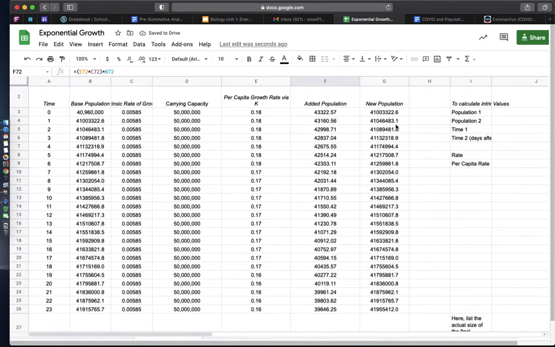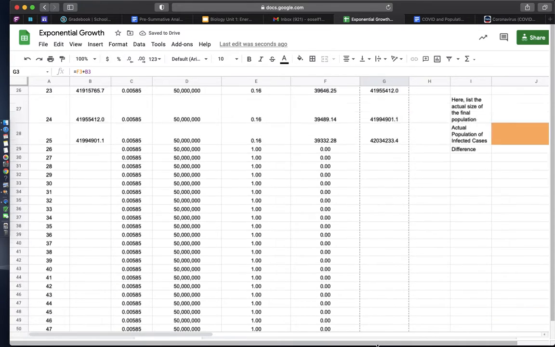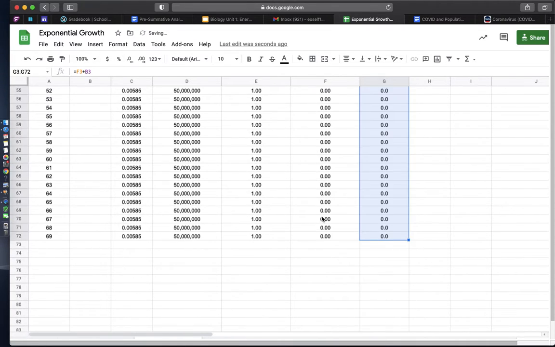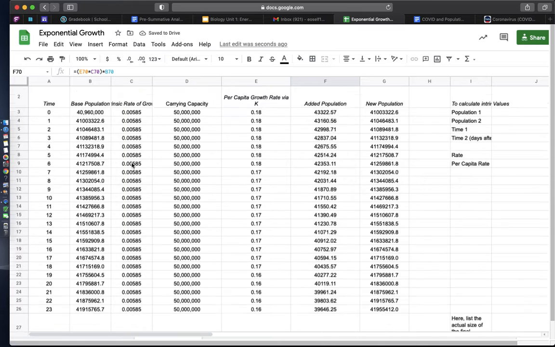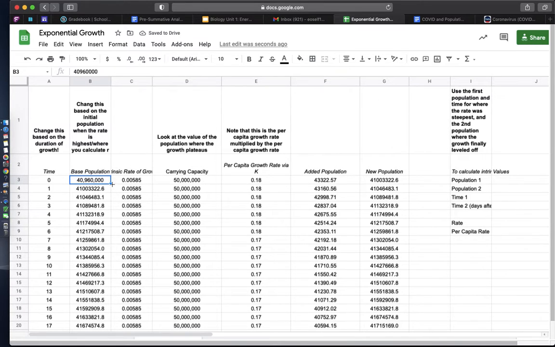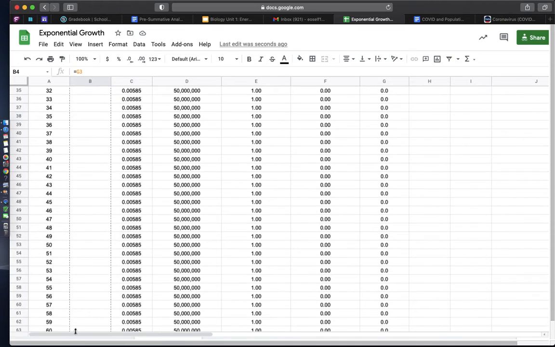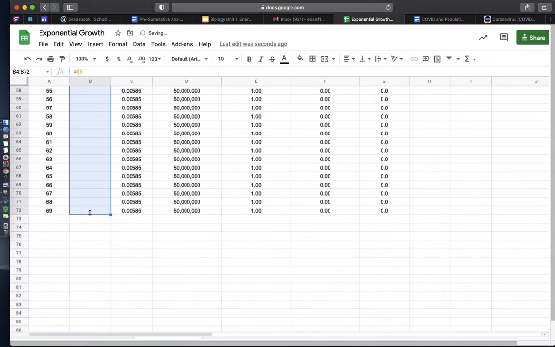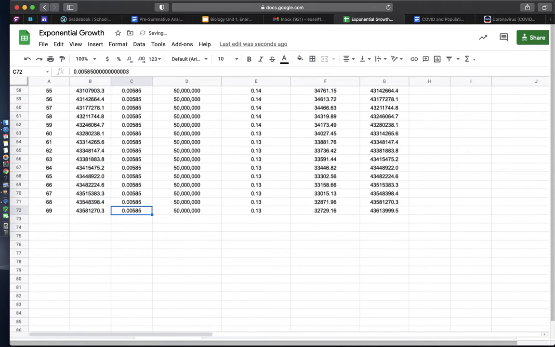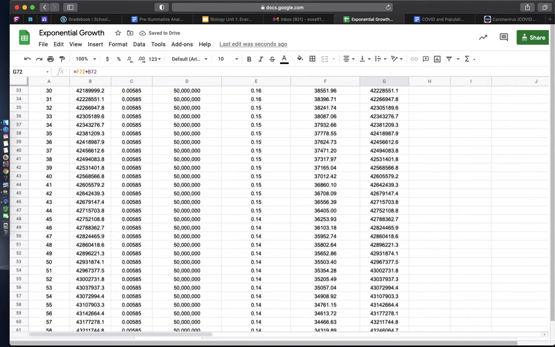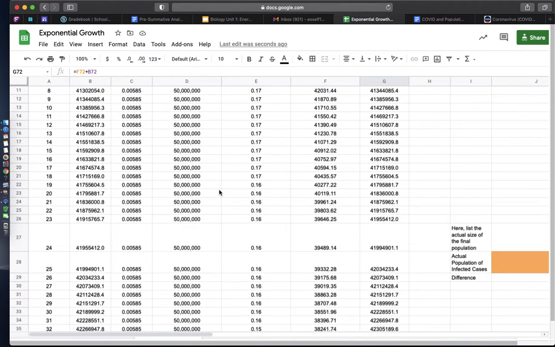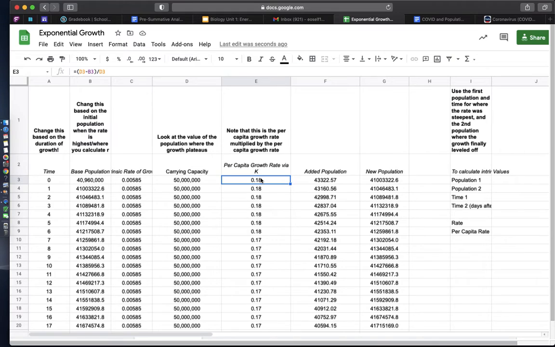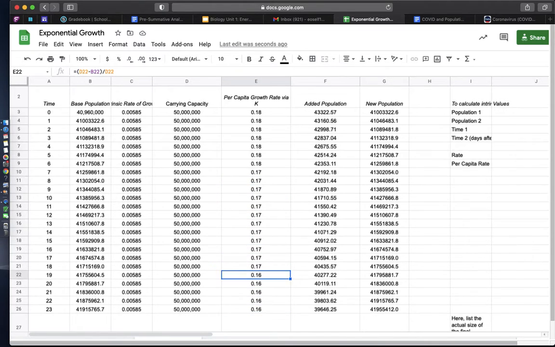And then finally I need to do the added population in terms of this. The only thing that really changes every single data point is the added population. And there we go. If you notice, we keep going down. As we get closer to November 1st, the per capita growth rate continues to slow.